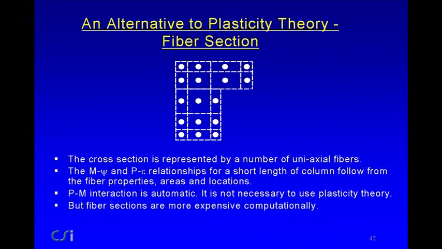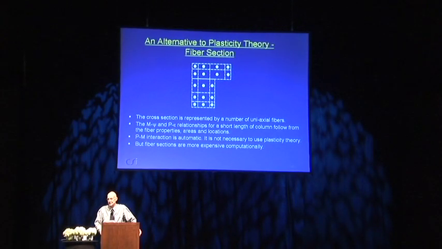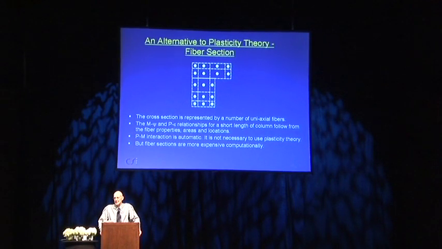I've already talked about fiber sections a little for beams. The advantage of a fiber section in a column is that PM interaction is taken into account through the behavior of the fibers. You don't have to use plasticity theory. Another advantage is that since it doesn't use plasticity theory, it also applies for a concrete column as well as a steel column, because it does model the cracking correctly.